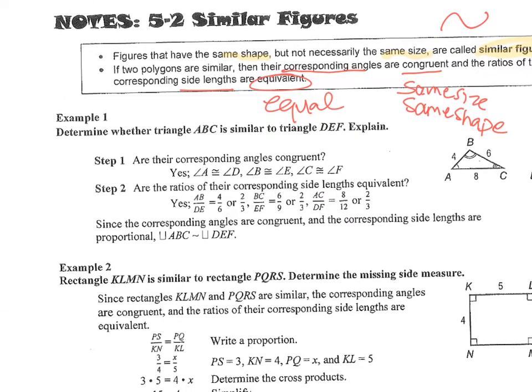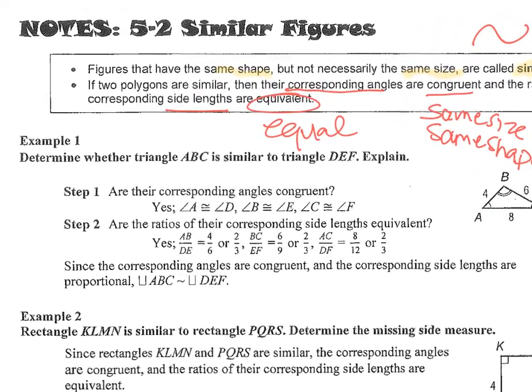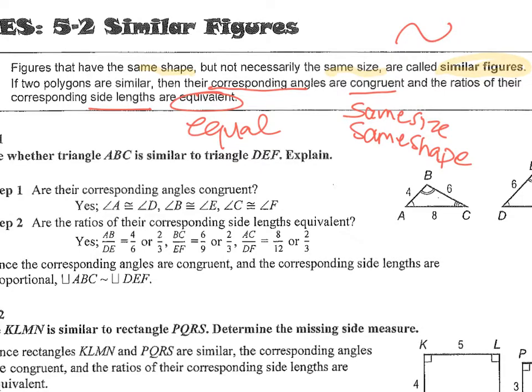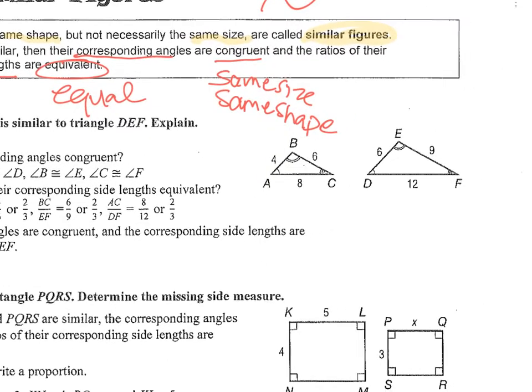So, determine whether triangle ABC is similar to triangle DEF and explain. It walks you through step by step each of these side lengths, and it says yes, A is similar to D, B is similar to E, C is similar to F, and it works through their ratios and all those things. So I'll show you what that means, and then we'll go through a quick way to see if they're proportional.